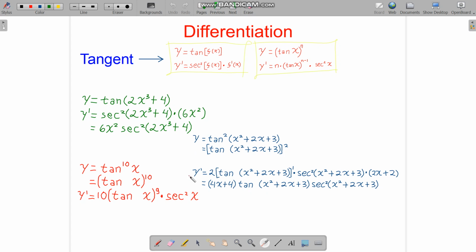Combining both rules, tangent squared x squared plus 2x plus 3, or tangent x squared plus 2x plus 3 all squared. Bring the power down 2 times, exactly the same in the square brackets here. The new power is 1 times the derivative of tangent, which is secant squared, exactly the same angle, times the derivative of the angle, which is 2x plus 2. And then we can simplify. 2 times 2x plus 2 is 4x plus 4. We use these parentheses, of course, and rewrite the rest.